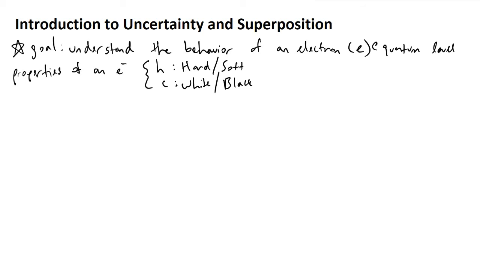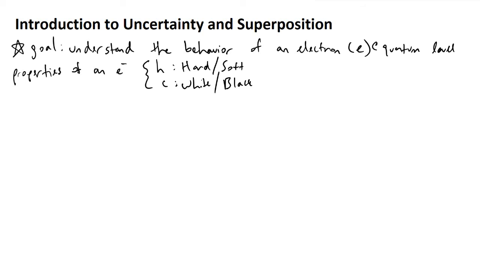And so to begin, let's say that we have an electron and that there are two properties that this electron can have. It has some kind of hardness and it has some kind of color. And in terms of hardness, it can either be a hard electron or a soft electron. And in terms of color, it can either be a white or a black electron. And so that's our starting point.